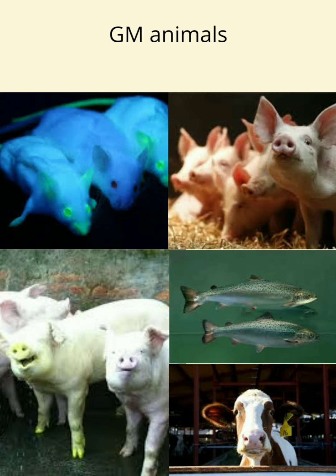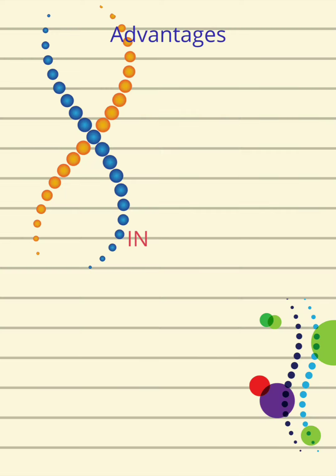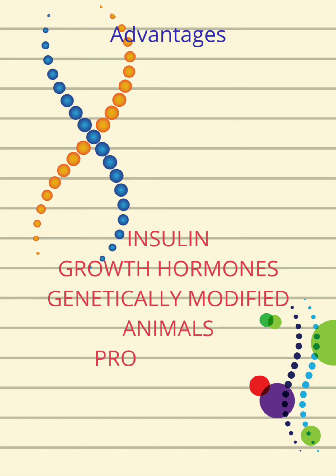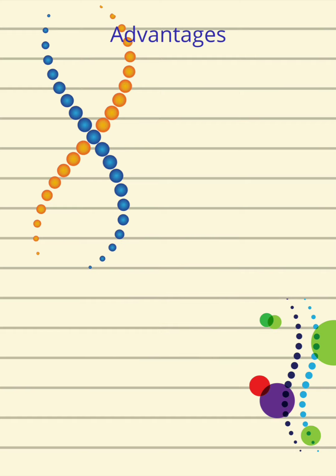Genetically modified animals are produced to fight against different types of diseases and to increase production of milk, meat, etc. Thus, genetic engineering paved importance in all fields of humankind. It has several advantages like the production of insulin, growth hormones, genetically modified animals, and increased productivity of food.